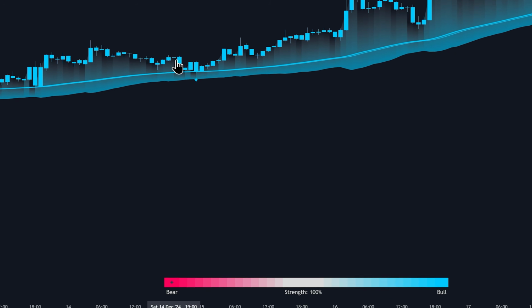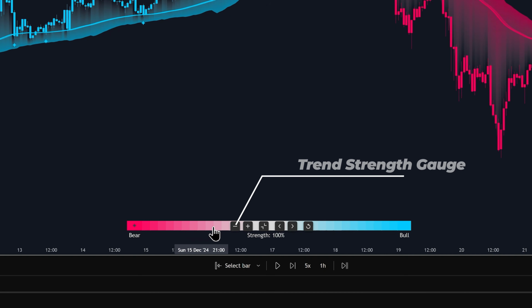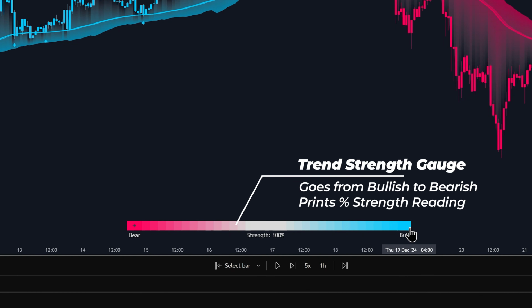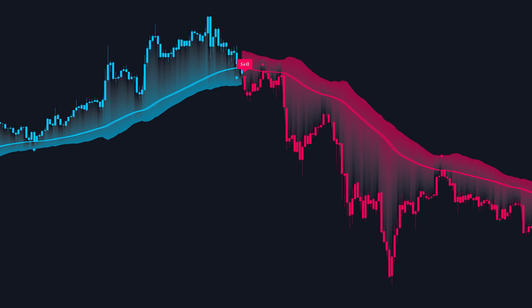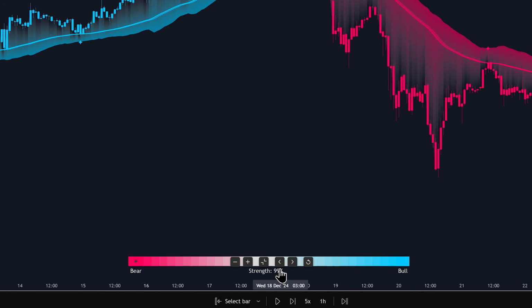At the bottom, you'll see a trend strength gauge that moves from bearish to bullish and prints a percentage strength reading. You can treat that like a confidence meter. When strength is low, the market is usually choppy and transitions are more likely. When strength is high, the trend is more stable and pullbacks tend to respect the baseline better.